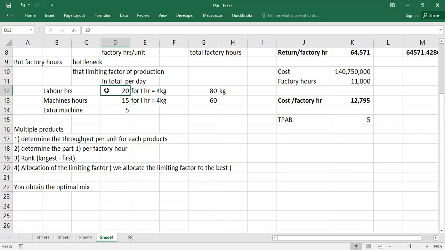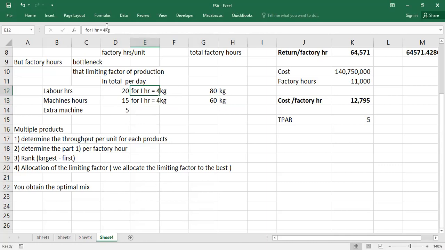So what does that mean? It means that for labor, if you use the maximum that you have, the 20 full capacity, you're going to produce 80 kgs. However, if you use machine hours, the full capacity is 15. If you try to maximize the entire 15, the best you can produce is 60 kgs. So as you can see, because machine hours give us the least, our limiting factor will be machine hours.